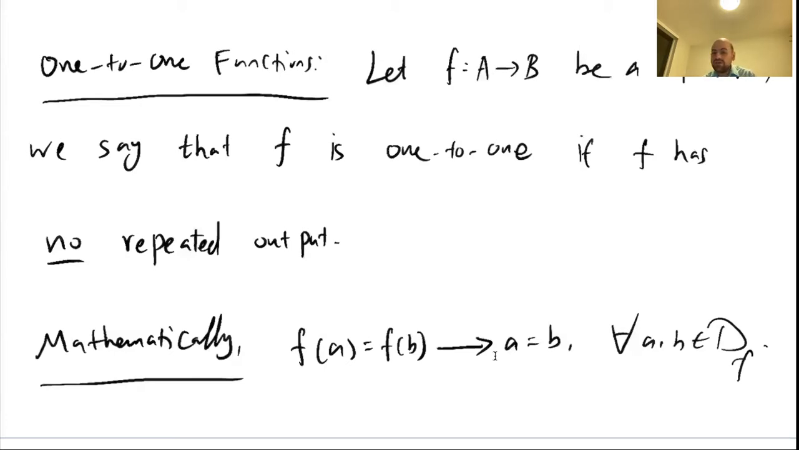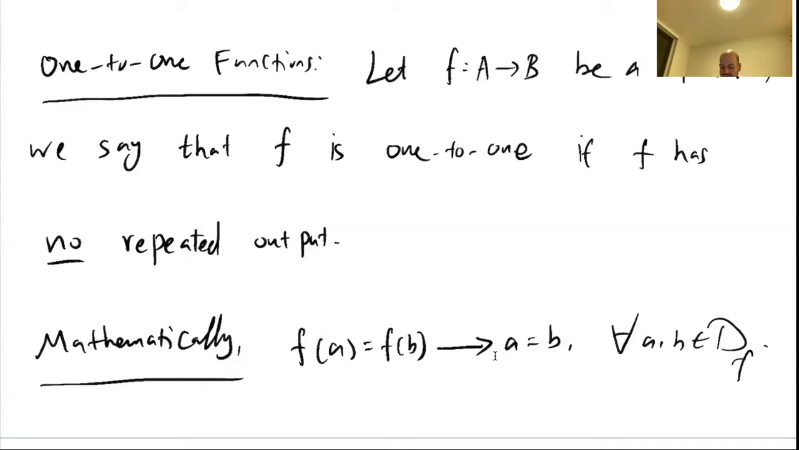I still have a function because I'm assigning exactly one height to every student. But I have a repeated output, meaning that 160 centimeters occurs twice, one time as the height of student number 1, one time as the height of student number 10. Therefore I have a function, but I do not have a one-to-one function. If you want a one-to-one function, you should not have a repeated output. Once you find a repeated output, the function is not one-to-one anymore. So f is one-to-one if f has no repeated output.